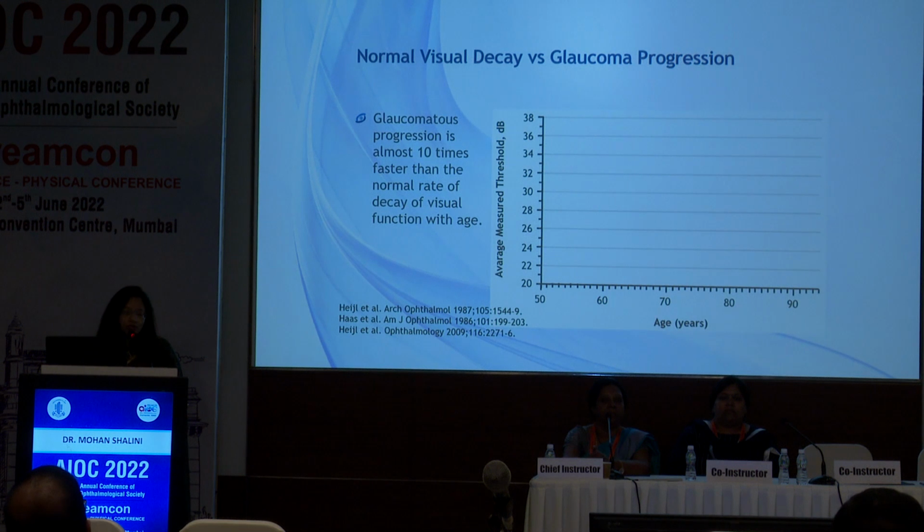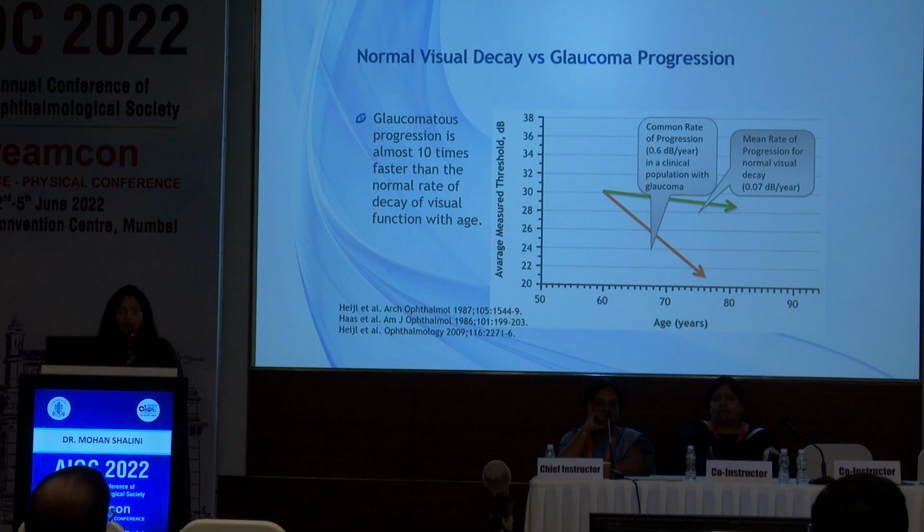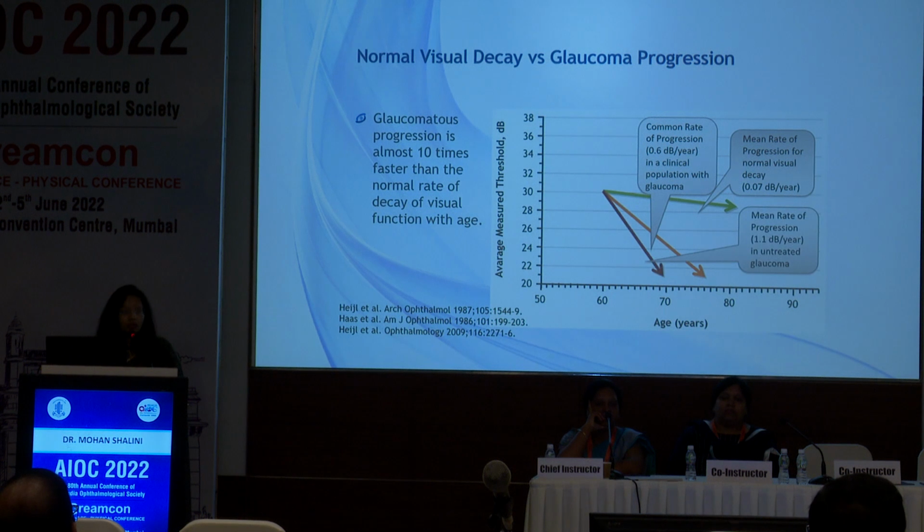First and foremost is that there is a normal visual decay which happens with every individual as age advances. So there is a kind of progression and there is depression in visual fields of around 0.07 decibels per year. Now this depression is greater in glaucoma patients and it is around 0.6 decibels per year in the patients who are being treated for glaucoma. In the patients who are not being treated, this mean rate of progression is around 1.1 decibels per year.